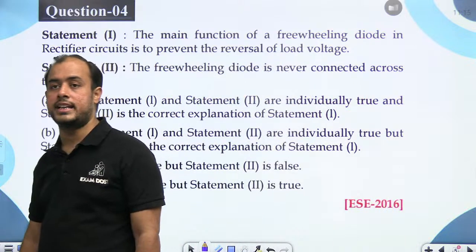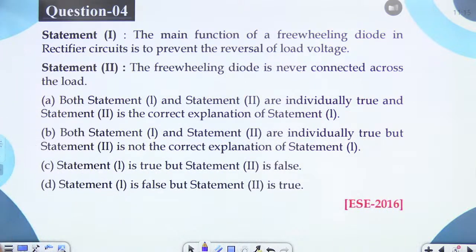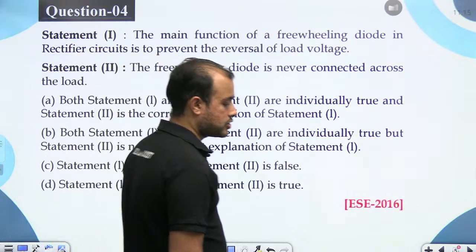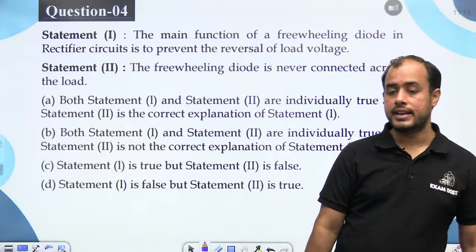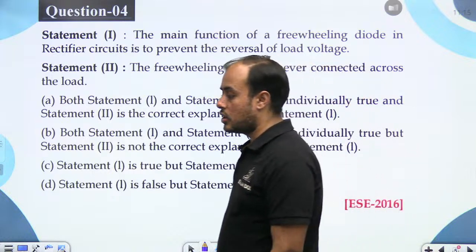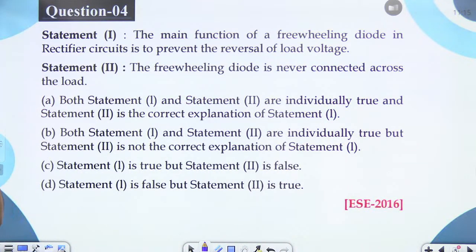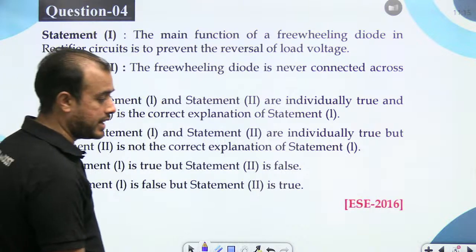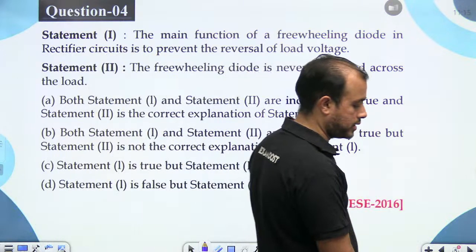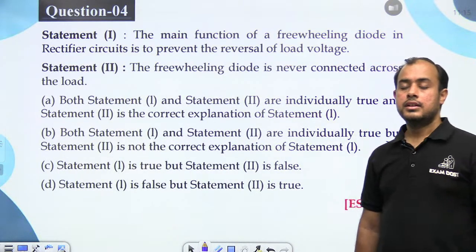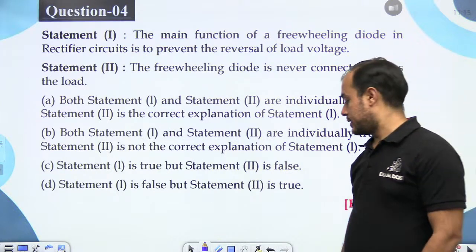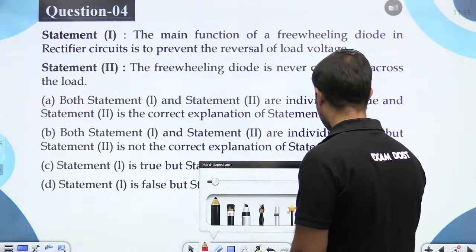Next, the main function of a freewheeling diode in rectifier circuit is to prevent the reversal of the load voltage. The freewheeling diode is never connected across the load. Which of these statements are correct? The purpose of freewheeling diode is to prevent reversal of the load voltage, and the freewheeling diode is never connected across the load. Which statement is correct?